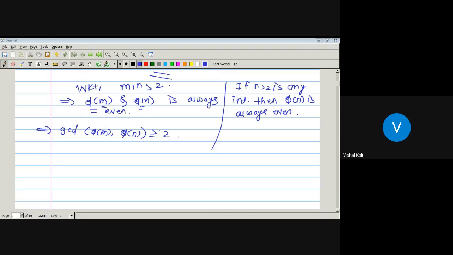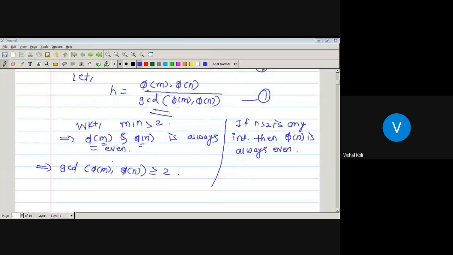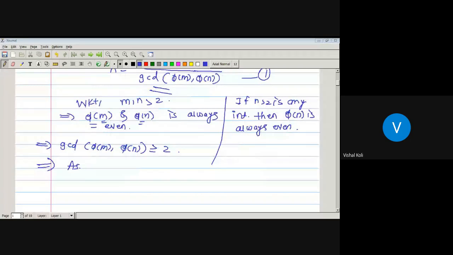So GCD of phi of m comma phi of n is always greater than or equal to 2, since m and n are greater than 2, and phi of m and phi of n are always even. Now the term h is nothing but, as we defined, phi of m into phi of n divided by GCD of phi of m comma phi of n.